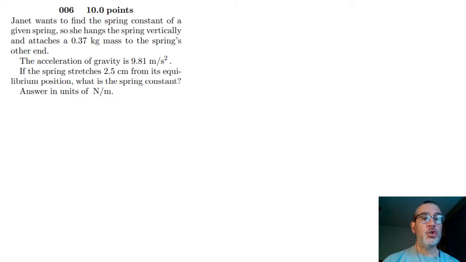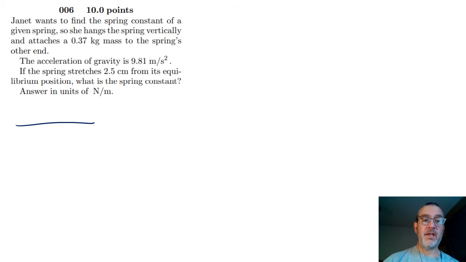It reads, Janet wants to find the spring constant of a given spring, so she hangs the spring vertically and attaches a 0.37 kilogram mass to the spring's other end. The acceleration of gravity is 9.81 meters per second squared. If the spring stretches 2.5 centimeters from its equilibrium position, what is the spring constant? Answer in units of newtons per meter.